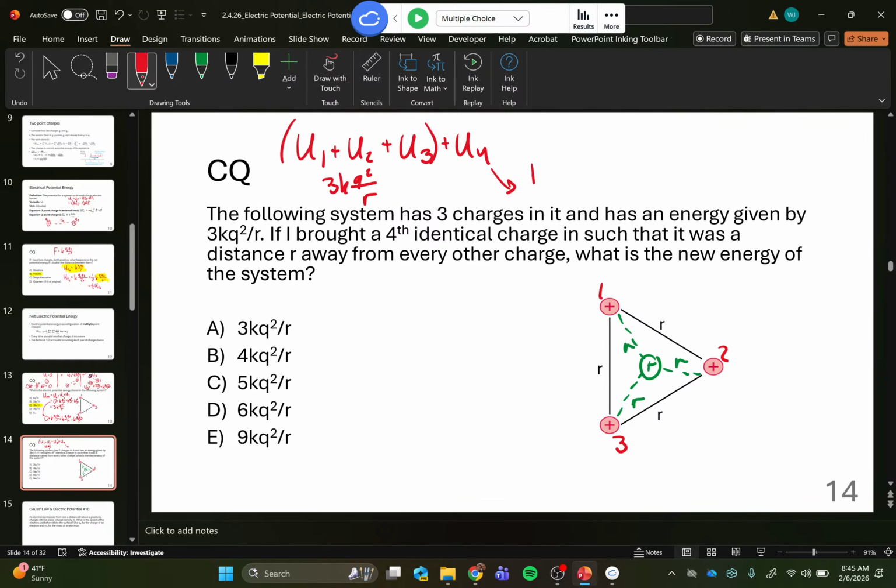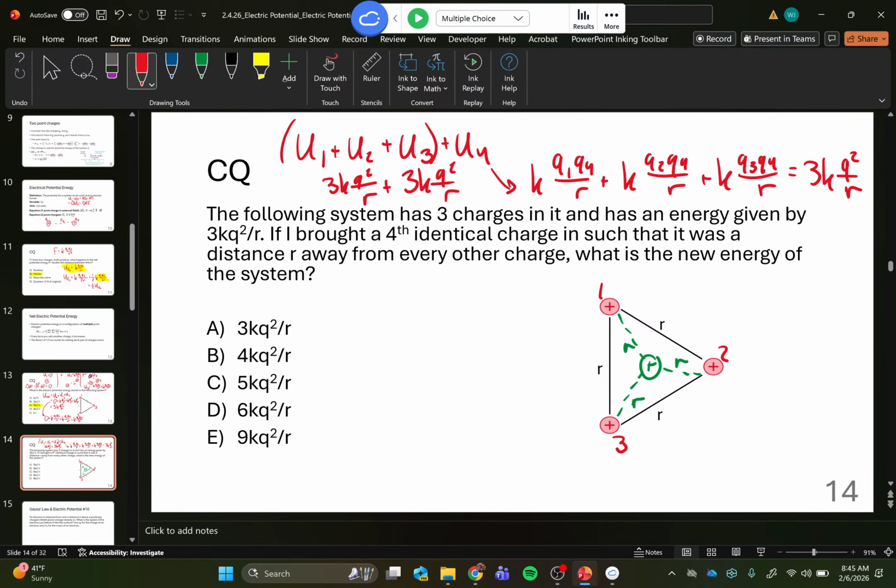So the energy for 4 is kq1 q4 over r plus kq2 q4 over r plus kq3 q4 over r, which they all have the same. So this ends up being 3kq squared over r. So by adding one more charge, I didn't make the energy just go by 1, I actually doubled it.